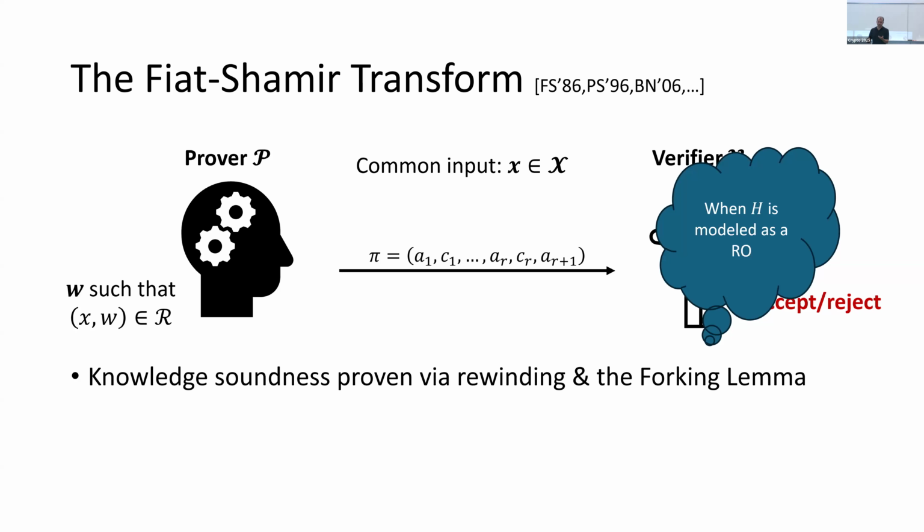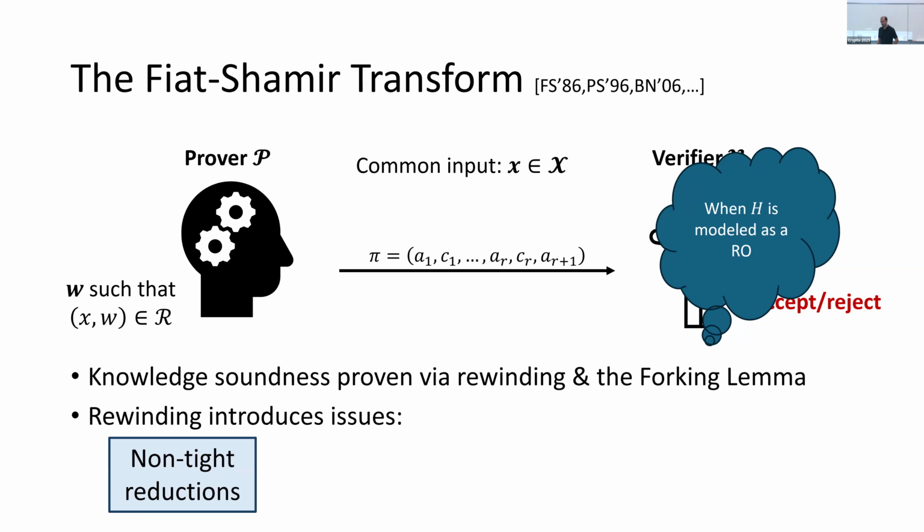And it turns out that we can actually prove that this is secure if you model this hash function H as a random oracle. So this is typically done using the forking lemma, which rewinds the prover multiple times in order to get multiple accepting proofs. And from that, we can extract a witness. So this is great. Unfortunately, in some settings, this rewinding introduces an issue.